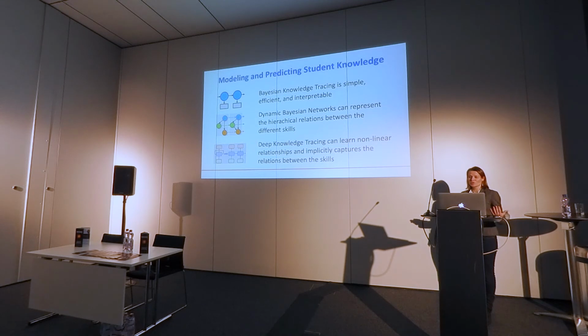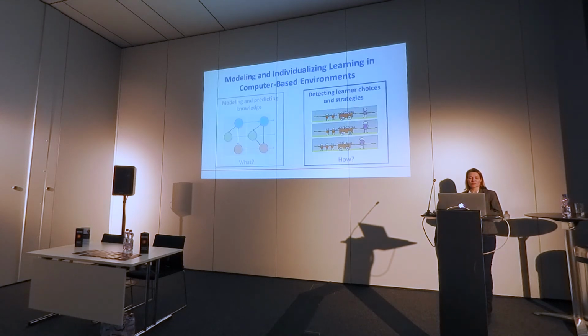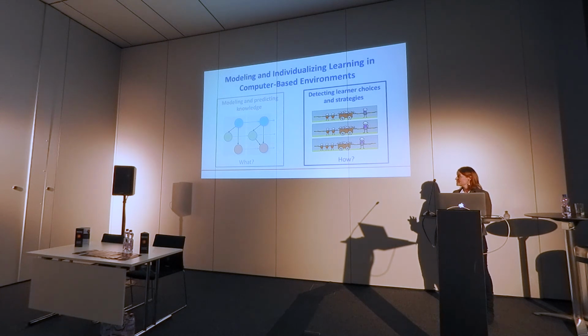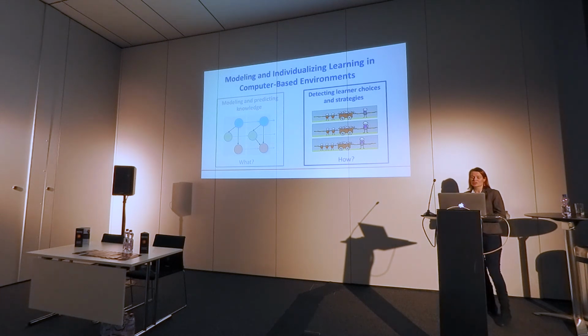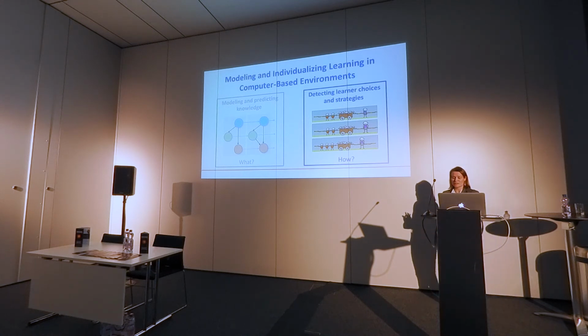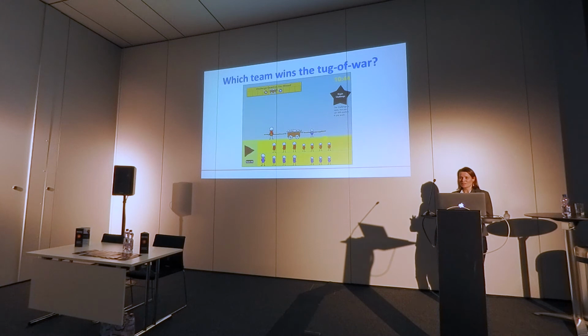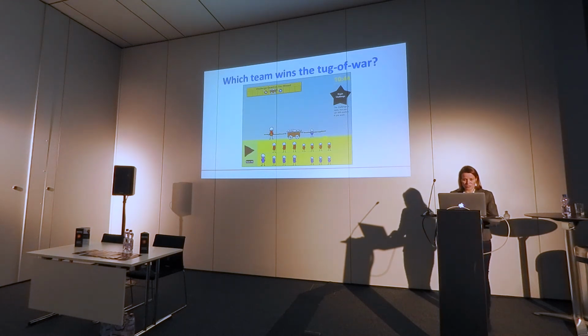So that was a short overview of how we can model the knowledge, so the right, wrong answers of the students. And in the second part, I would just like to give you a short idea of how we can also look at students' learning strategies. And I'm doing this by using data that was collected from an environment where students learn Newtonian physics through a simple tug-of-war game. Let me just start.